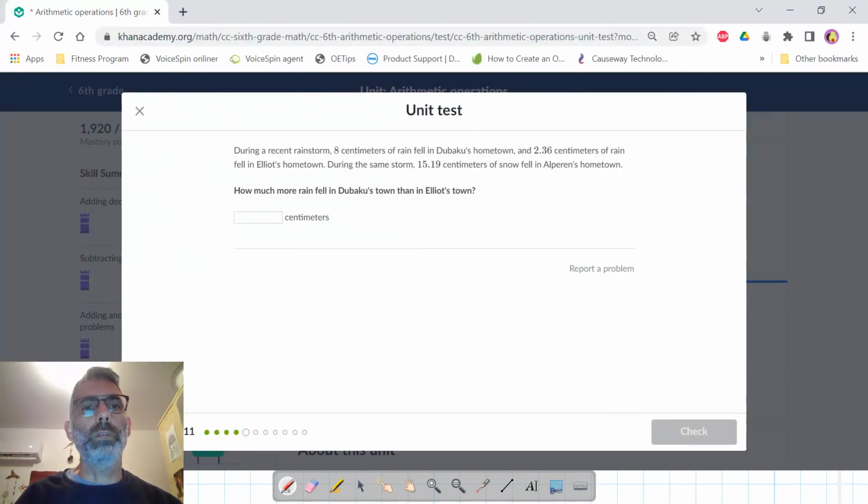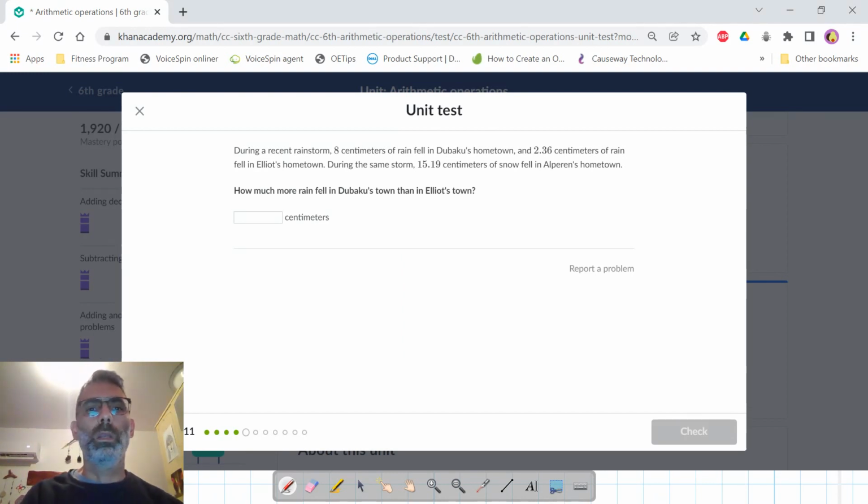During a recent rainstorm, 8 centimeters of rain fell in Dubaku's hometown and 2.36 centimeters of rain fell in Elliot's hometown. During the same storm, 15.19 centimeters of snow fell in Alperen's hometown. How much more rain fell in Dubaku's town than in Elliot's town?